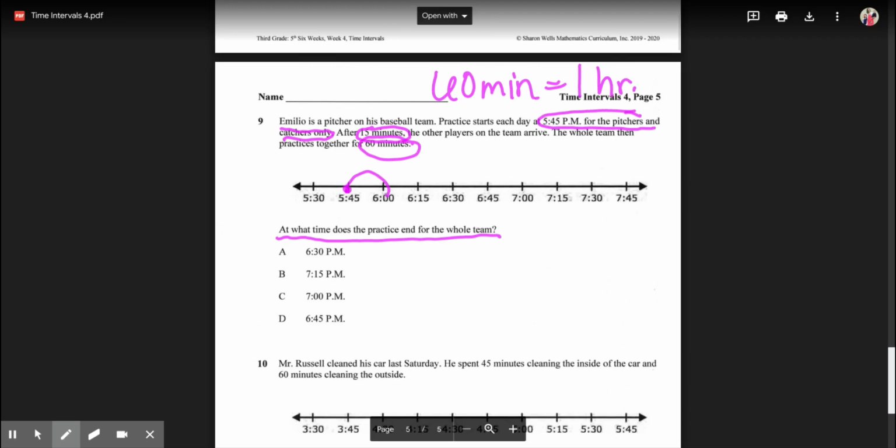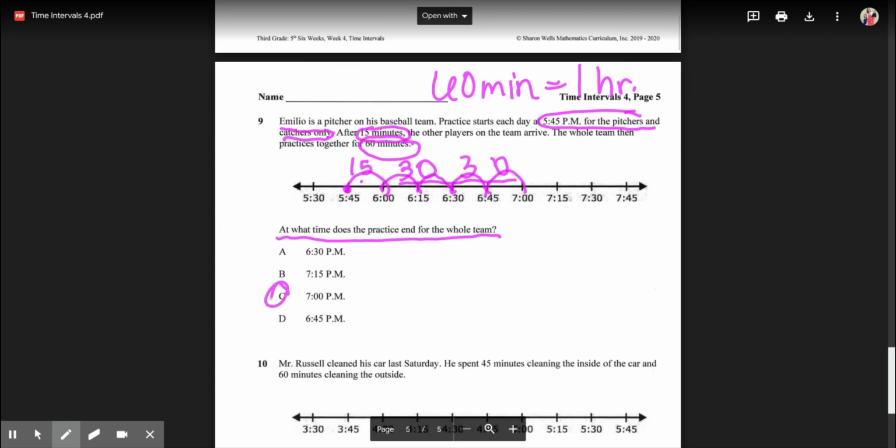Now at 6 o'clock, we're going to go a whole hour. Okay, so 15 minutes, then another 15 minutes, that's 30. Then another 15 minutes, that's 45. And then another 15 minutes, that's 60 minutes there because here was 30 minutes and here was 30 minutes. So that's 60 minutes. There was our 15. So we did 15 minutes for pitchers and catchers. We did an hour for the rest of the team. So practice ended at 7 p.m.